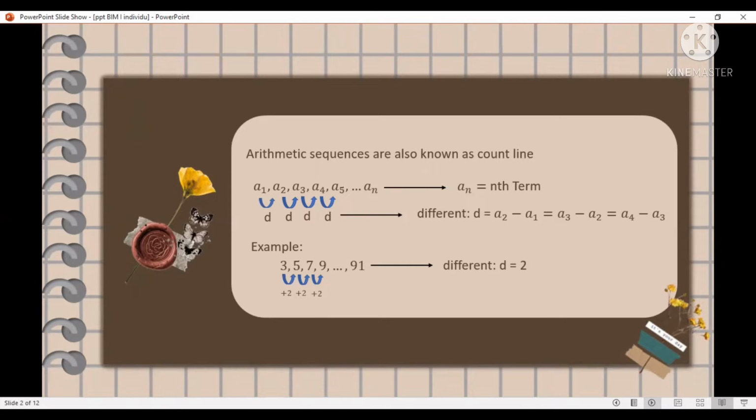There is 3, 5, 7, 9, until 91. The difference from the first term to the second term using the formula: the second term, 5, minus the first term, which is 3. Then the difference is 2. Then for the second term to the third term, we also use the same formula. So we know here everything has the same difference, namely 2.